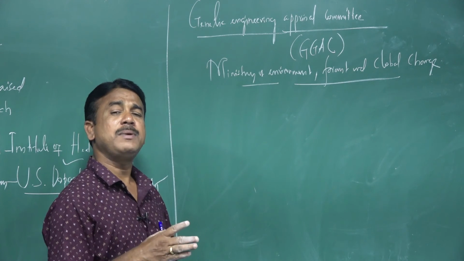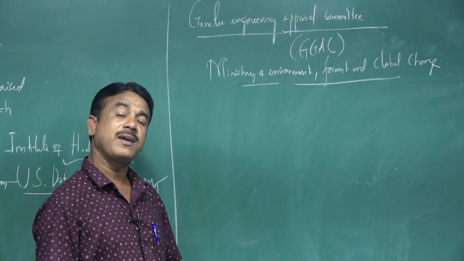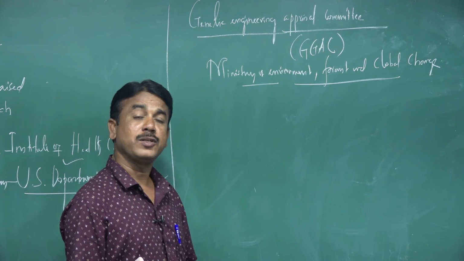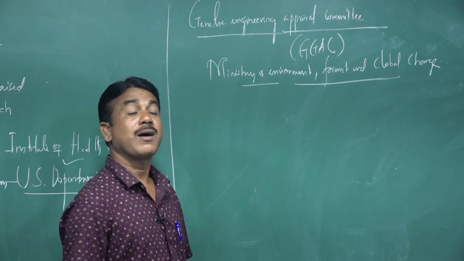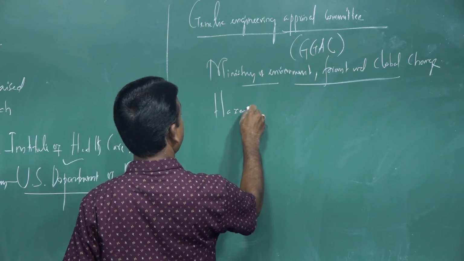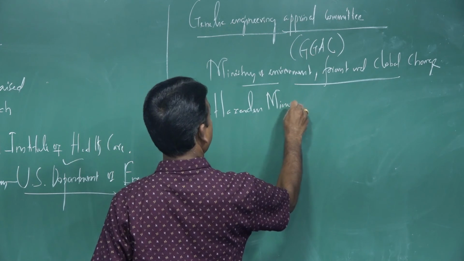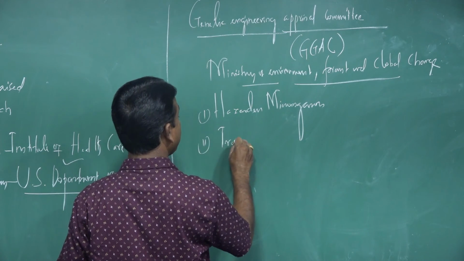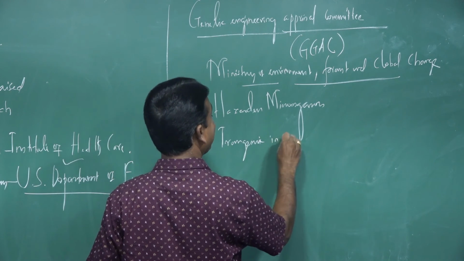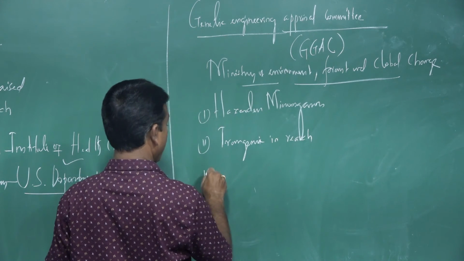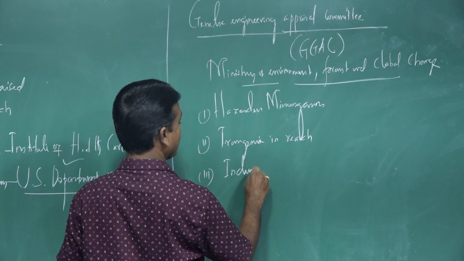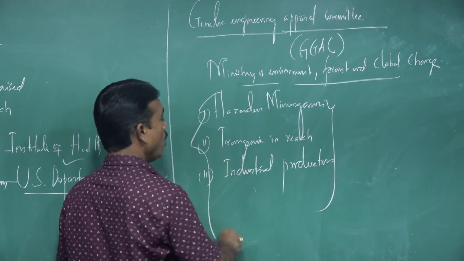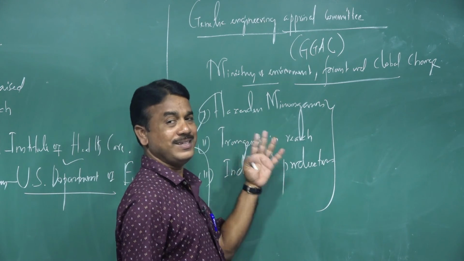Why was that kind of committee established? That committee gives grants and permissions for extensive use of hazardous microorganisms, then transgenic research, and the third one, industrial production. For these things, approval authority is given to the GEAC.